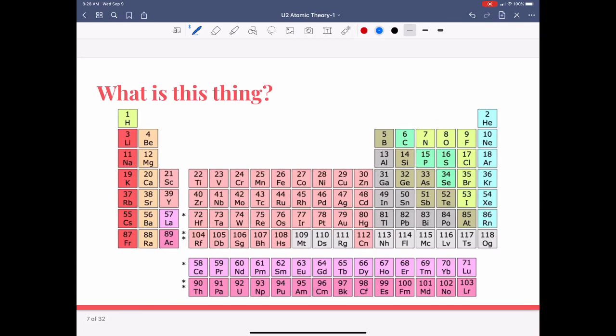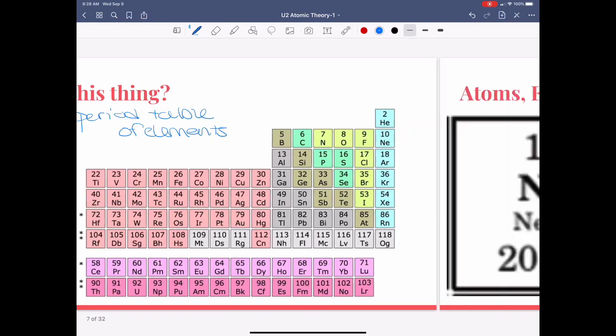So what is this thing? Hopefully we all know it is the periodic table of elements. Someone asked yesterday, what are all the different colors for? It's a really good question that we'll get into probably next class or the class after. It just separates our elements and tells us a little bit more about their properties right off. So the colors are just separating that for us, and again, we'll talk about that as we move forward.